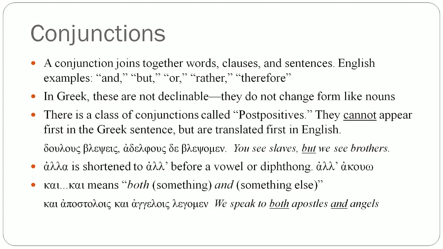Okay, so here's an example. Doulos blepses. Look at that blepses. Is there anything that you notice there that looks different? This is a future verb, and because of the p sigma combination, it changes to psi. All right, so this is a future verb. You, singular, will see slaves. All right, you, singular, will see slaves.